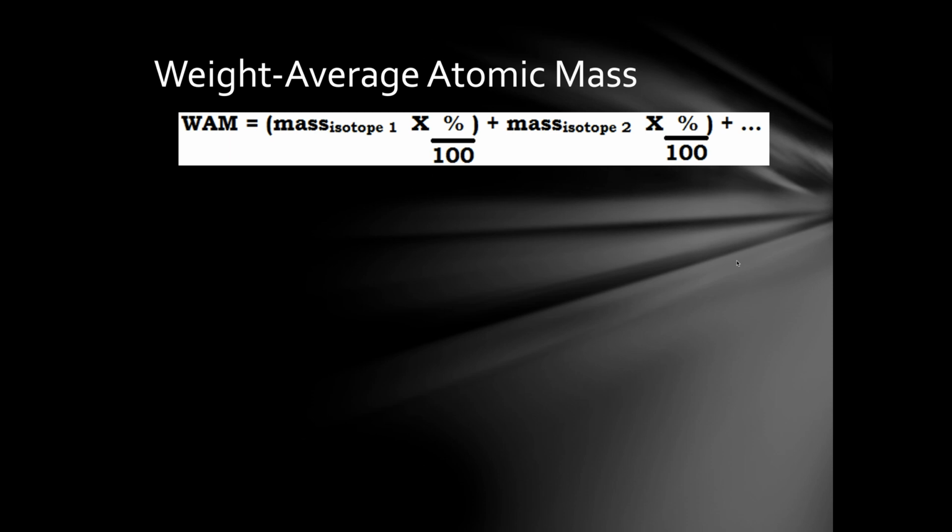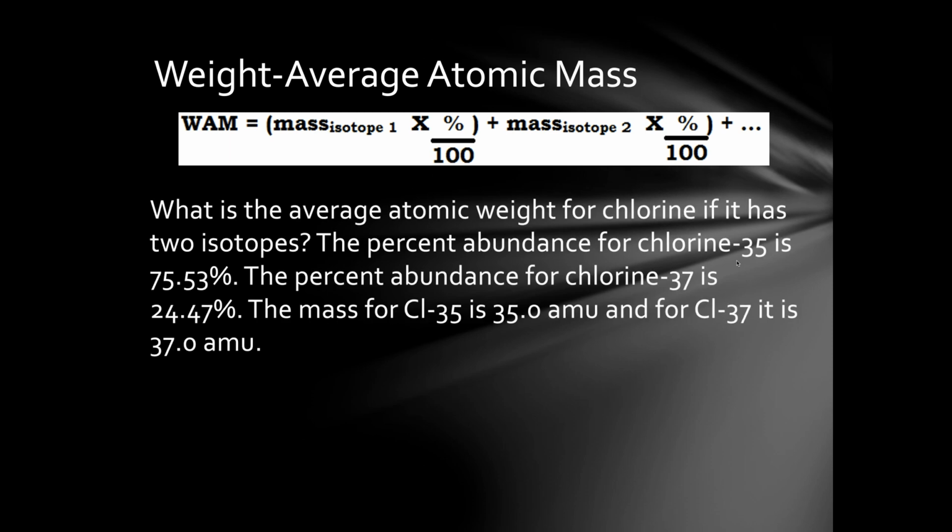Okay, still confusing? All right, so let me show you the example here. What is the weighted average atomic mass for chlorine if it has these 2 isotopes? So we have chlorine 35, which makes up 75.53% of all atoms of chlorine, and chlorine 37 makes up 24.47% of all atoms of chlorine in the universe that are naturally occurring. So what we do is we set it up.